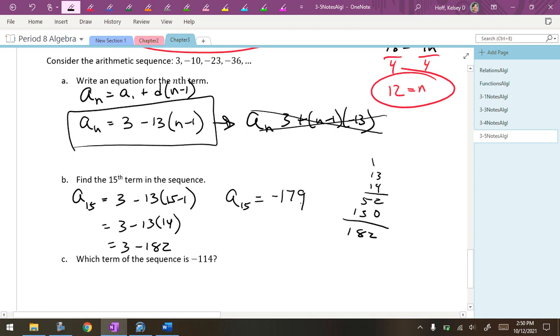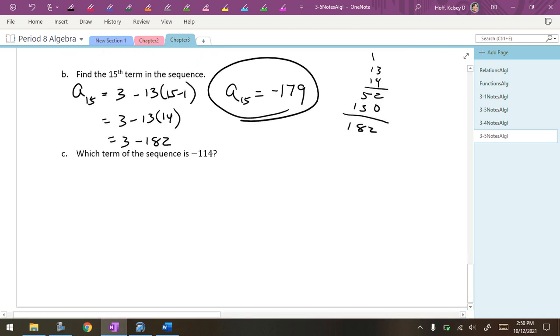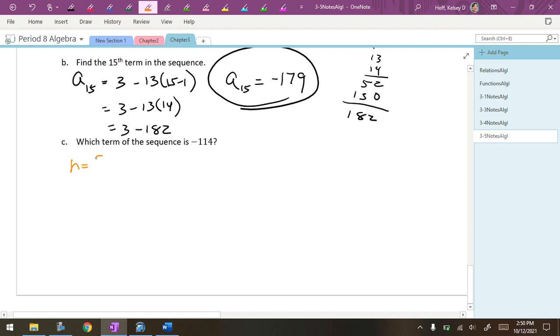Am I right? Negative 179? Yes? That's a lot of subtraction for Ms. Hoff right there, so I'm just checking. Okay? Now, which term of the sequence is negative 114? Now, I don't know what n is. This is where negative 114 is what my equation equals to. So negative 114 equals 3 minus 13 times n minus 1. See what you get.